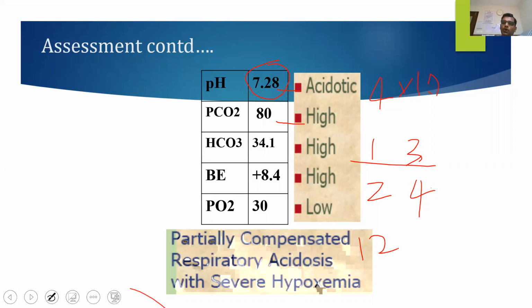Now, even if you don't know this calculation, you can just imagine what would have happened. Because bicarbonate is trying to compensate, you know that, but the pH is not fully normalized. So it is partially compensated respiratory acidosis with hypoxemia.